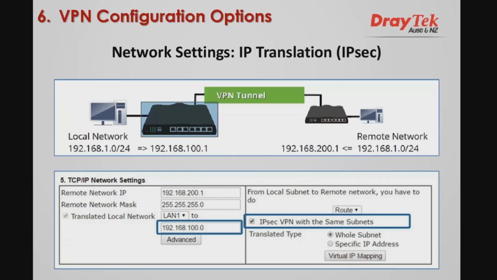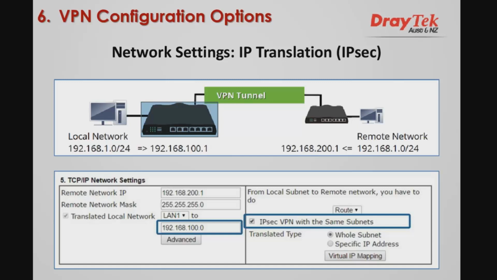For the remote networks that use the same IP address space, DrayTek have added an IP translation feature which uses the virtual IP address to avoid the routing conflicts. This feature is available for IPsec VPN tunnels. For example, if both routers required for the VPN tunnel are using default LAN IP subnets, then we will need to enable IP translate to allow communication over VPN tunnel. IP addresses not defined in the virtual IP mapping list will be blocked from the VPN tunnel.